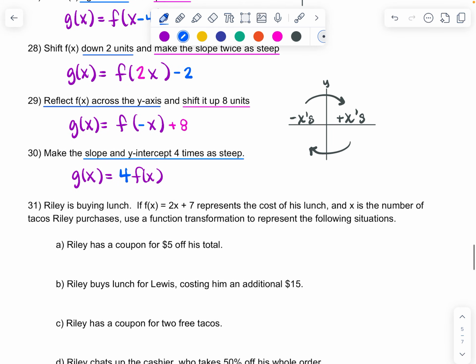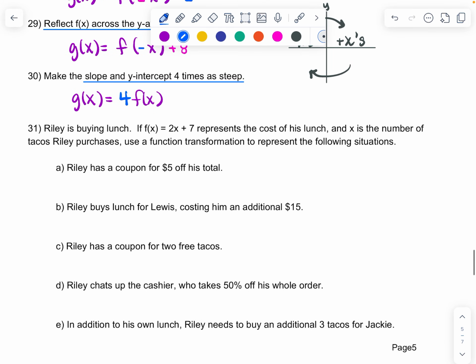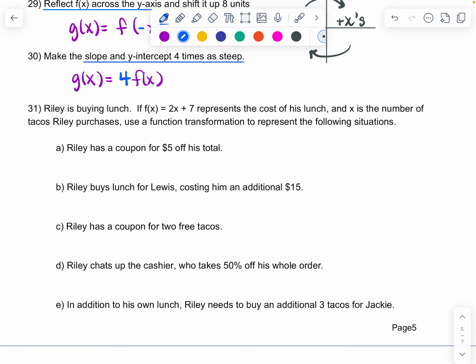Okay? All right, this next section is kind of weird. This is on your test, so you need to make sure you understand what this is talking about. It says Riley is buying lunch. If f of x equals 2x plus 7 represents the total cost of his lunch and x is the number of tacos Riley purchased, use a transformation to represent the following situations.